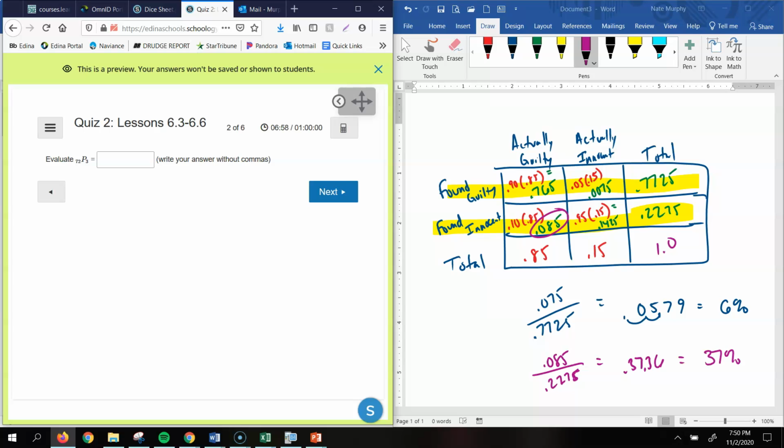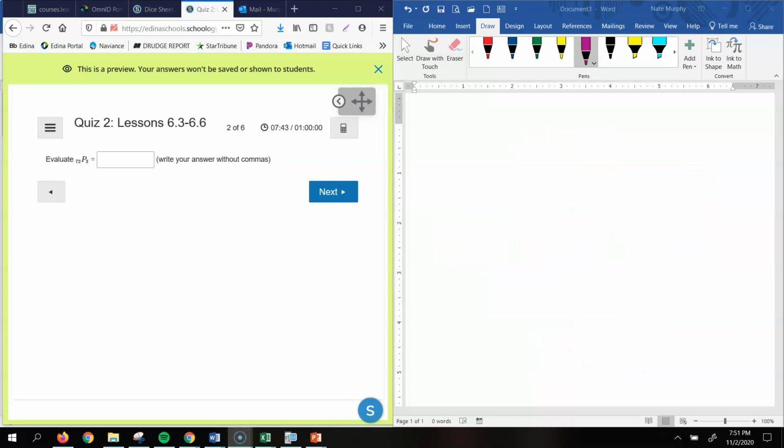All right, so this one says evaluate 72, a permutation of 72, selecting 3 items at a time. So remember that there's a couple different ways we could do this one. But one way would be to say that we're selecting 3 items. And we'd have 72 items for the first one, 71 for the second, and 70 for the third. And if you multiply those together, we get 357,840. Again, we're supposed to type this in without commas. So just type that in as 357840.